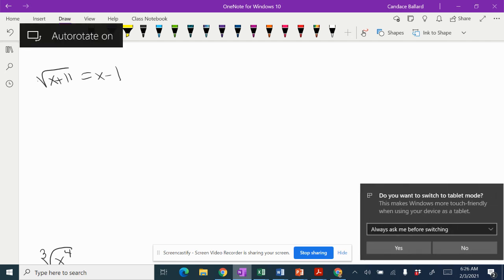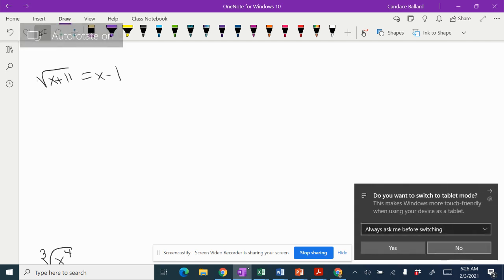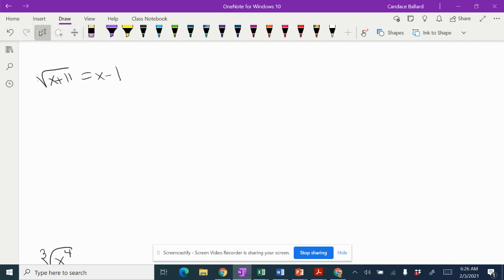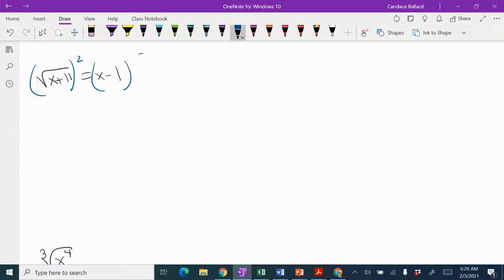In this video, we're going to solve this radical equation, and this time we have a radical on one side and an expression on the other. So I've already got the radical isolated, so I know I get to square both sides. The tricky part is when I square the right side, I've now created a binomial expression that I've squared.